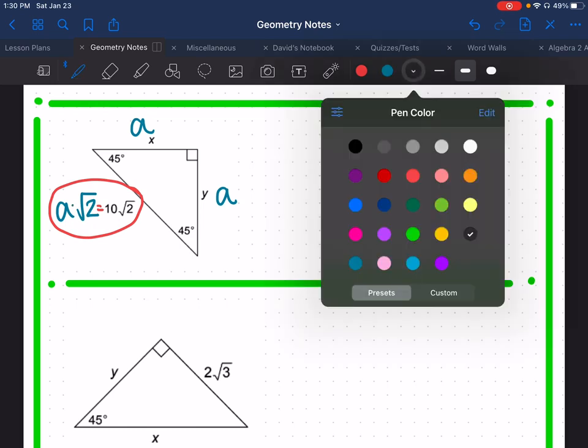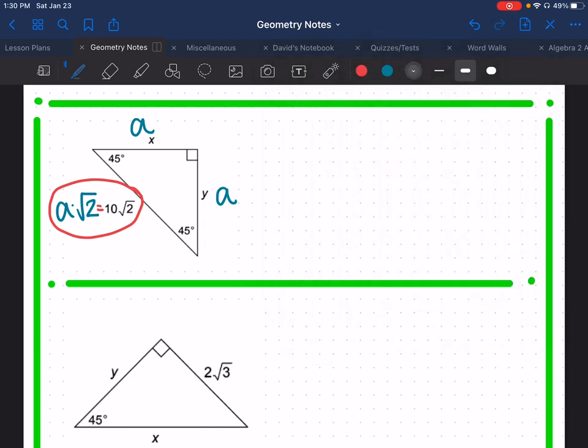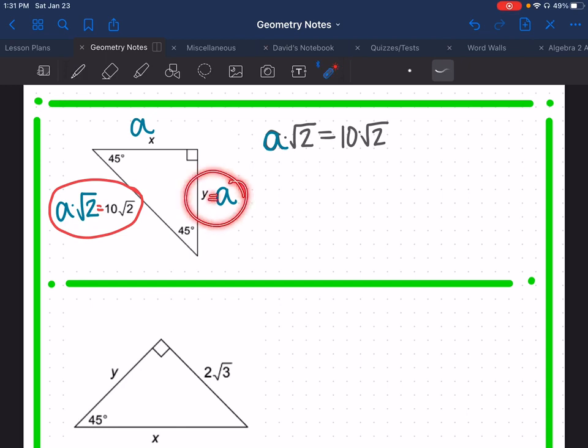All right, I have to do a little bit of work first. I'm going to change my pen color. I'm going to come over here and I'm going to say A times the square root of 2 is equal to 10 times the square root of 2. Remember, we want to get A by itself because I want to know what the variable A equals. Because if I know what the variable A equals, I know what Y equals, and I know what X equals because X and Y are both A.